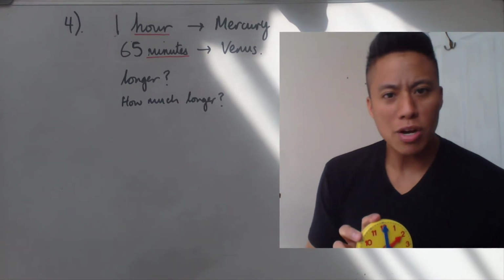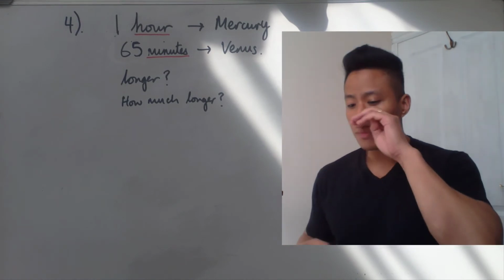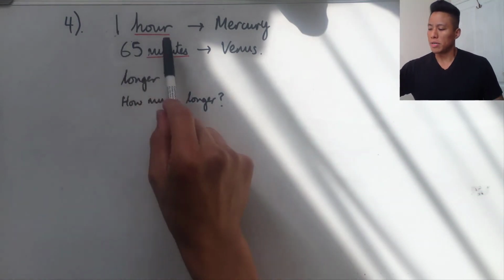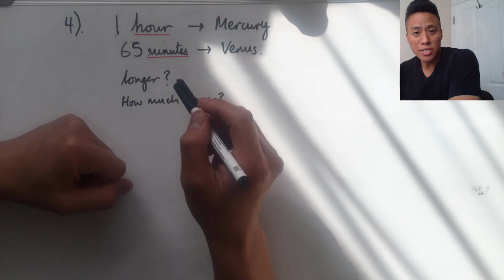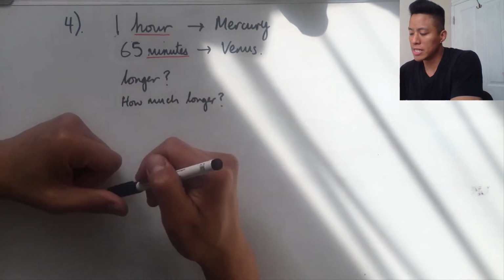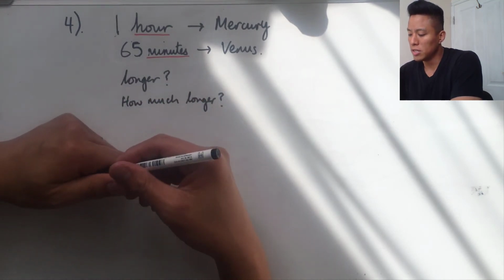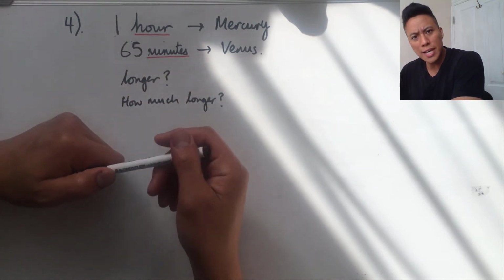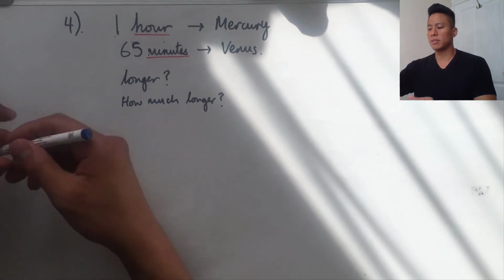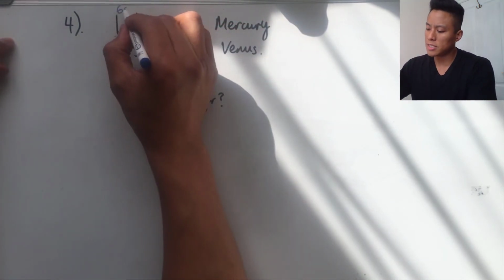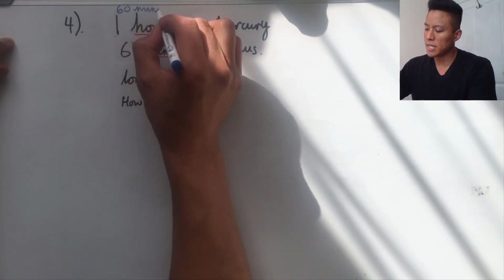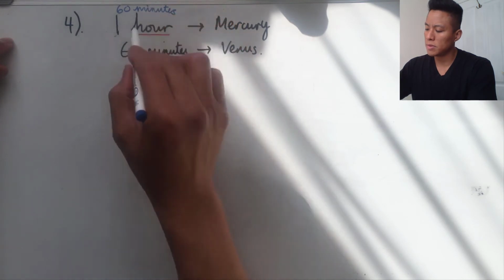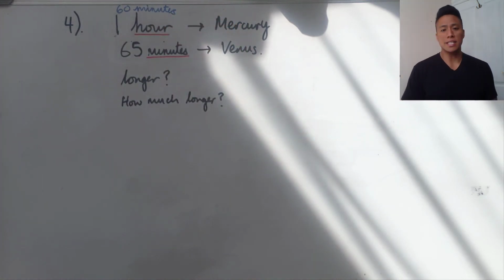So let's take a look back at our problem. 1 hour. That's how long it takes to get to Mercury. 65 minutes. That's how long it takes to get to Venus. So I'm going to convert this 1 hour. We know it is how many minutes? That's right. It is 60 minutes. 1 hour is 60 minutes. So we want to know which is longer and how much longer.